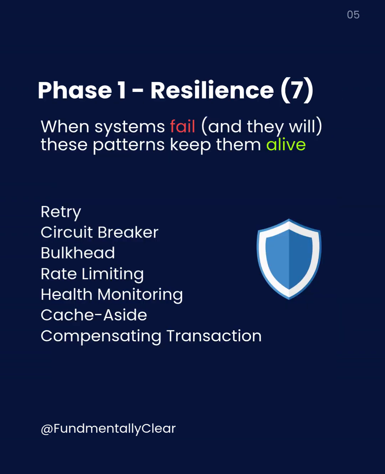We start with resilience because when systems fail, and they will fail, these patterns are what keep them alive. We'll cover retry, circuit breaker, bulkhead, rate limiting, health monitoring, cache aside, and compensating transaction. Every senior architect knows these cold, and by the end of Phase 1, so will you.